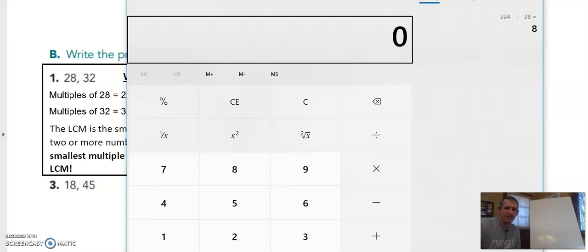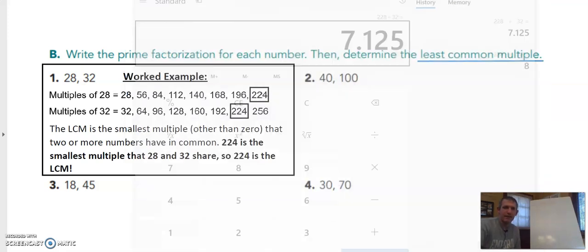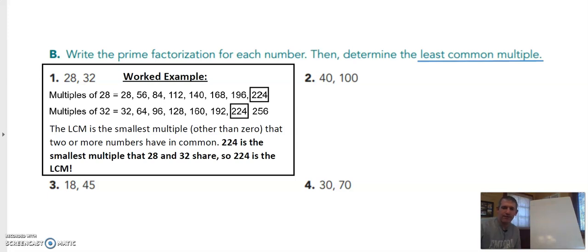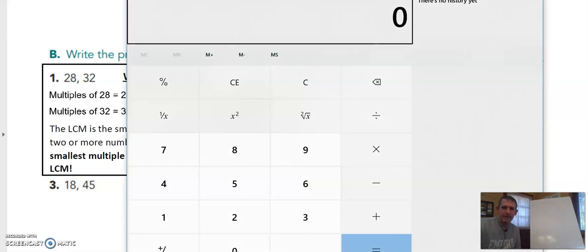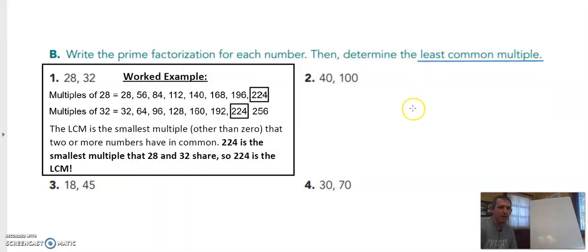Okay, 224 divided by 28, and 224 divided by 32 is also an even number. Okay? So do you have to do all that with a calculator? No, but it is a way to check to see if you got the answer right.